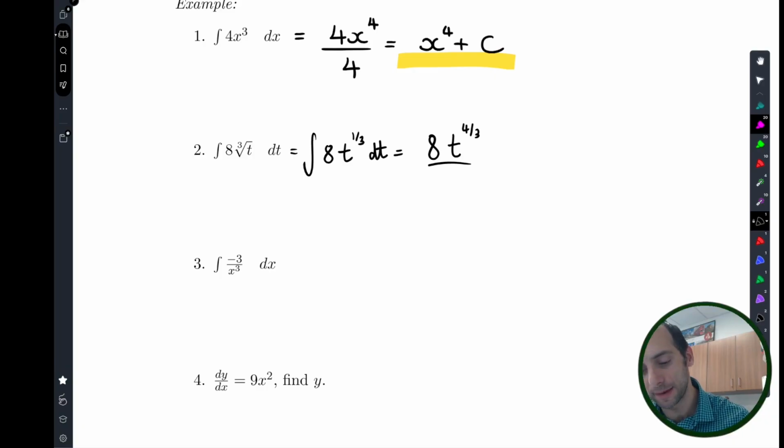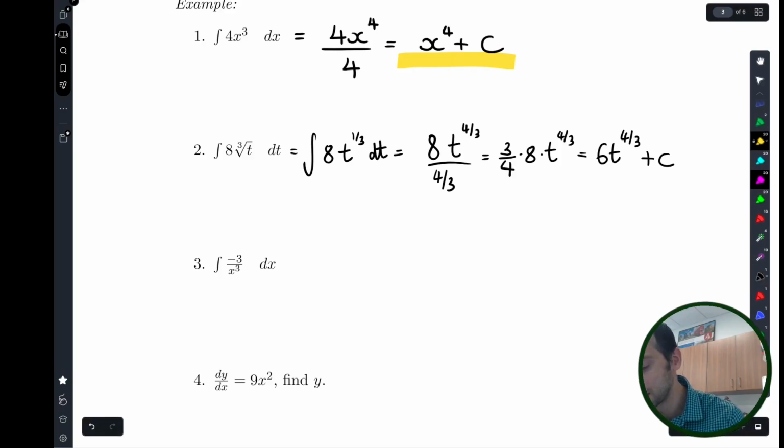So we'll increase that power to 4/3. 1/3 plus 1 is 4/3. And then we're going to divide by that 4/3. Okay? Now this is a little double fraction action, which is kind of messy, so we'll go through and clean this up by turning it into multiplication. Okay? So we will have 3/4 times 8 t to the 4/3, which we can simplify to 3 times 8 is 24. That is 6 t to the 4/3, and we'll throw our arbitrary constant, our plus c, on the end there to complete that integral.